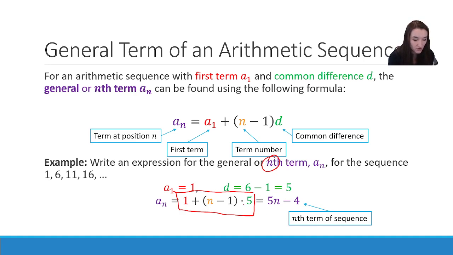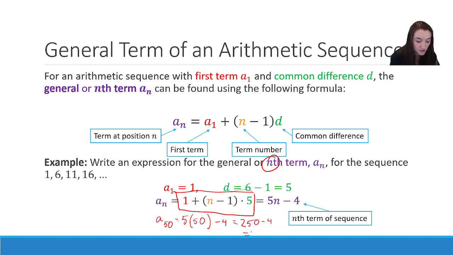I simplified it by multiplying it out a little bit, so we distribute and end up with 5N minus 4, but the point is that the general nth term of the sequence has N in it. That way, if my next question was, what is A50, the 50th term, then I just have to plug in 50. That's all.